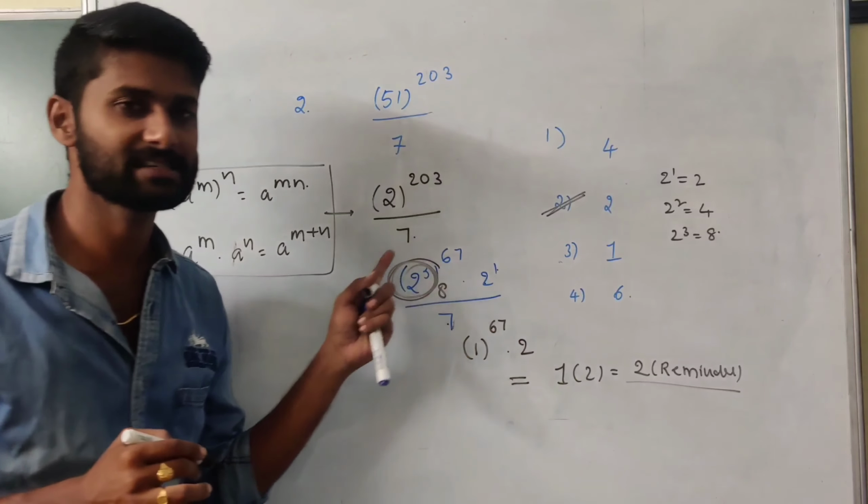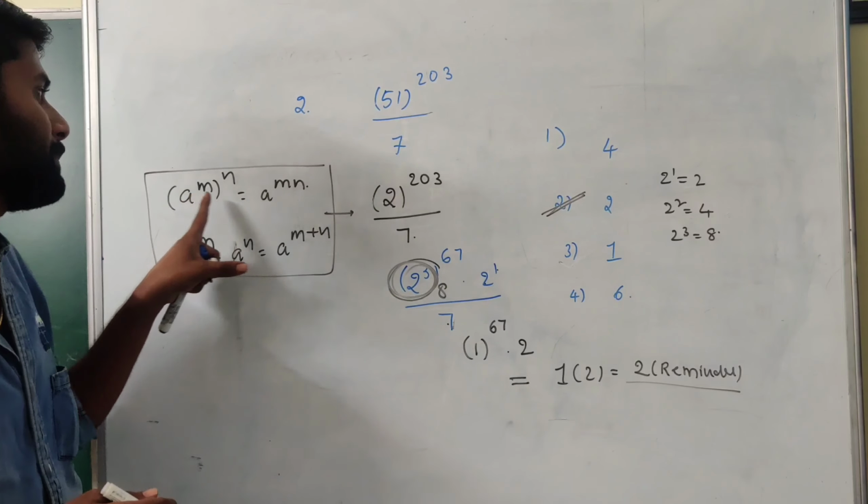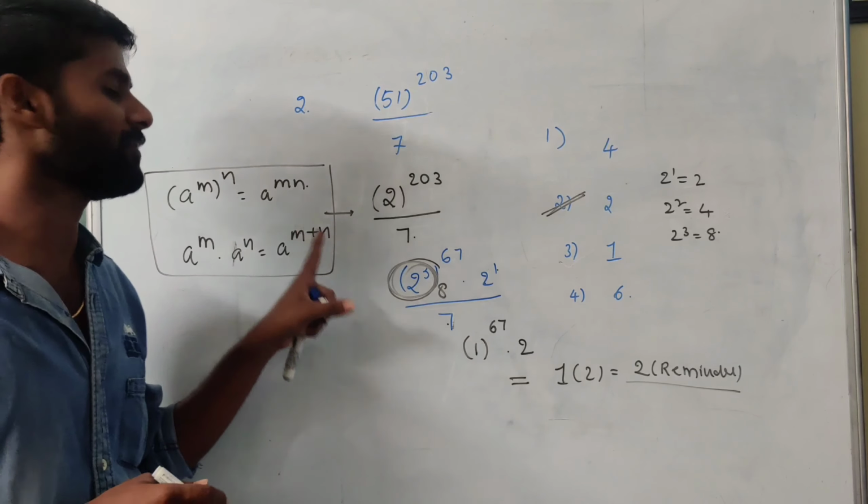See the calculation part. So these two formulas help these type of questions. So focus on (a^m)^n is equal to a^(mn), and a^m into a^n is exactly equal to a^(m+n).